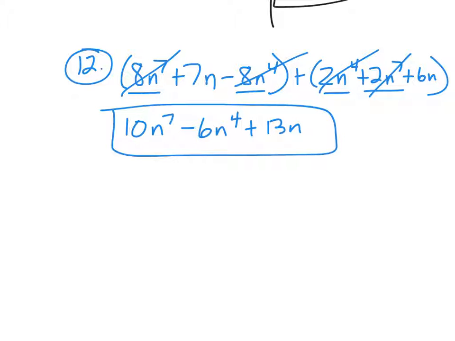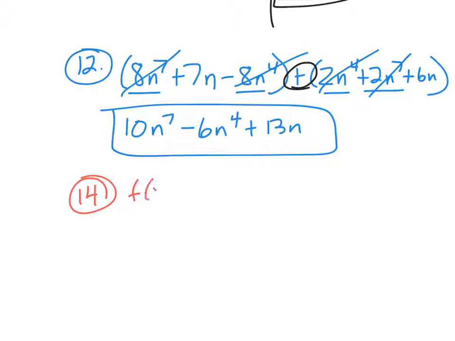I've got a question for you. If this would have been minus, what's the only thing that I would have done differently? Distribute the negative first, and then you'd combine the like terms. That's right. Okay, the next problem that I have picked out to do is number 14.